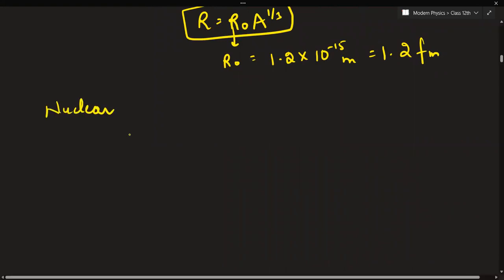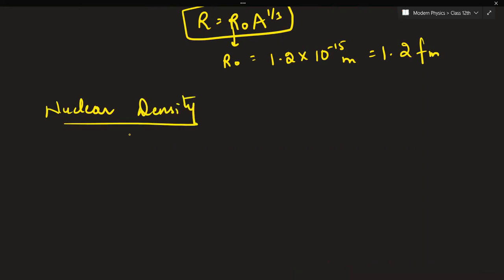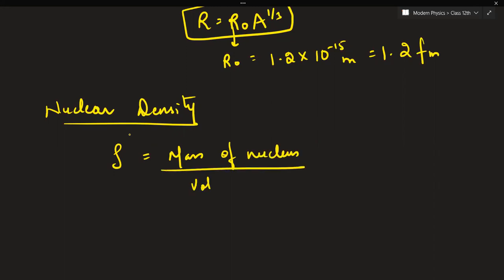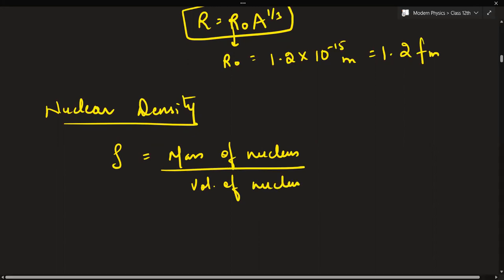Now, look here. Again, I'm saying nuclear size and nuclear density theory can also come as just writing as it is. For nuclear density, density is mass by volume. So it will be the mass of the nucleus by the volume of the nucleus.